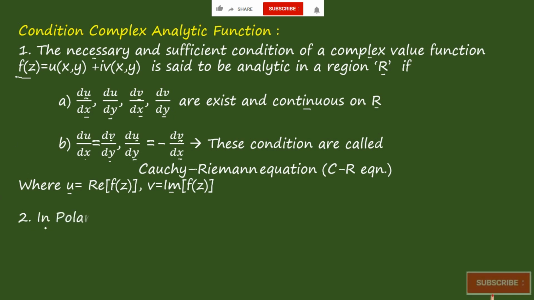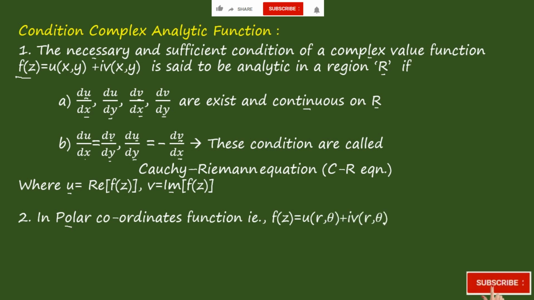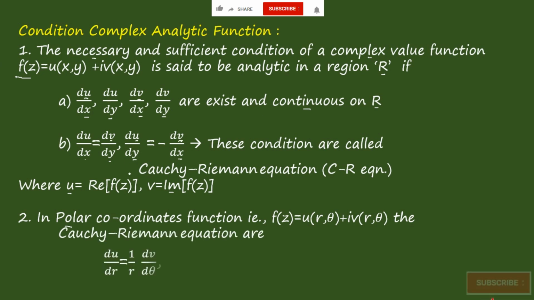Now in the case of a polar coordinates function, that is f of z equal to u of r theta plus i v of r theta format, the Cauchy-Riemann equations are given as du by dr equal to 1 by r into the differentiation of v with respect to theta, and the differentiation of v with respect to r equal to minus 1 by r into the differentiation of u with respect to theta. This condition should be satisfied to say whether it is an analytic function or not.